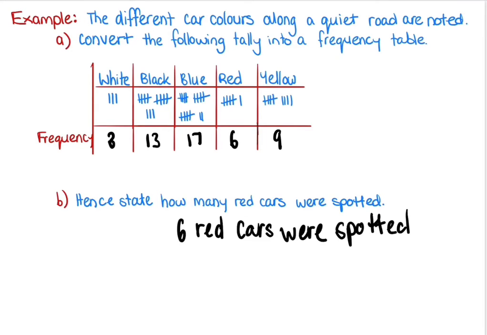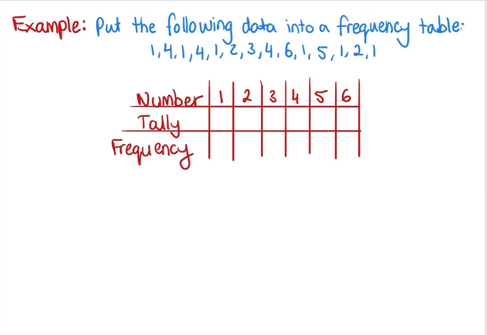Now we're going to go on to our next example. Our next example is to put the following data into a frequency table. What it's got is a bunch of numbers that are out of order. The best way to go through this is to put a tally for each time a number shows up and cross it off up the top, so I do it twice. Our first number is a 1, put a tally in the 1. Then we've got a 4, tally in the 4. And we just keep going through until we're finished.